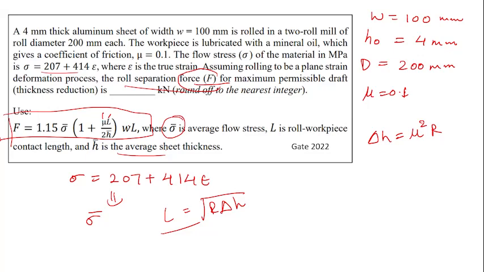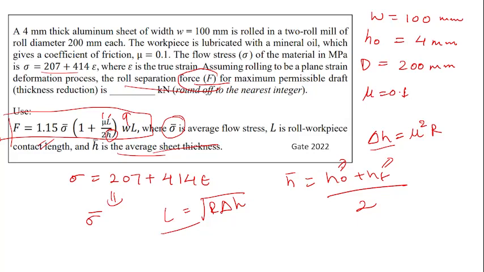What else is there? Width is given only, 100 mm. H bar, what is H bar? Average sheet thickness. So average will be what? Initial plus final divided by 2. Initial you already know. If you calculate delta H, you will get to know what the final will be also. So now calculate. Whatever you get, you have to fill in this formula and you will get the answer.